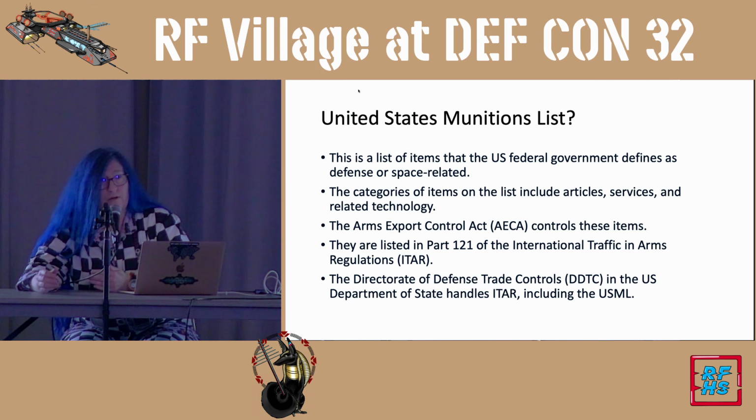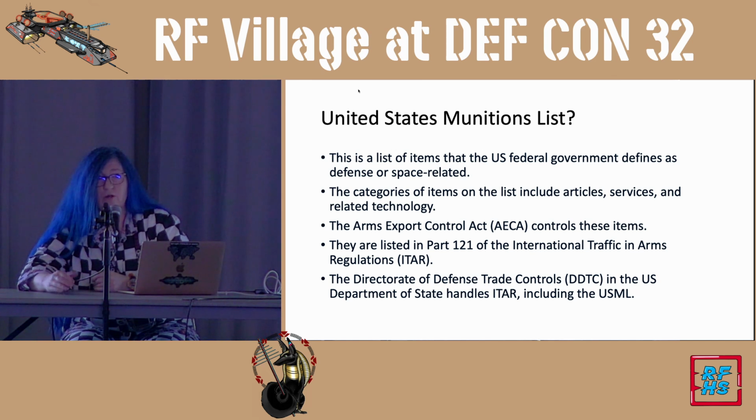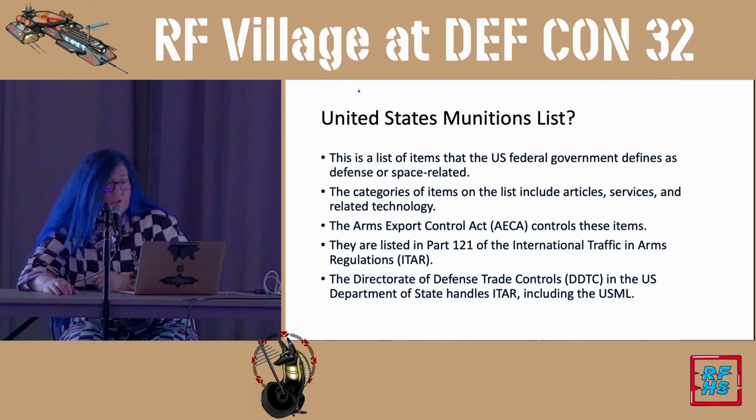What is this? Well, the munitions list is a list of items that the United States federal government believes are defense or space-related weapons. This includes the articles themselves, services, related technology, and the Arms Export Control Act controls these items. So they're listed in something called ITAR, International Traffic in Arms Regulations. You'll hear a lot about ITAR if you start to poke around things that are considered munitions. The Directorate of Defense Trade Controls in the U.S. handles ITAR, including the munitions list.